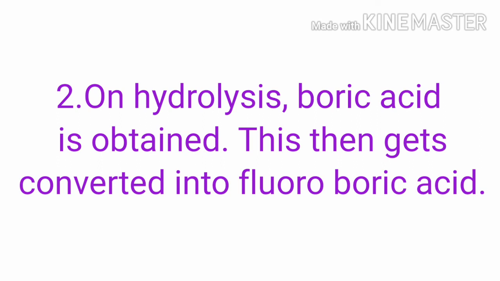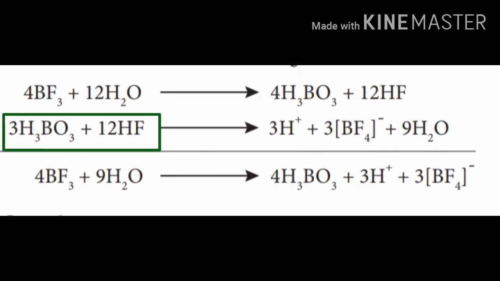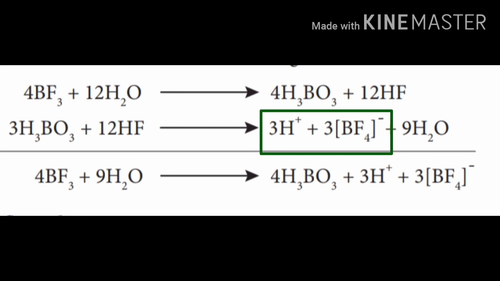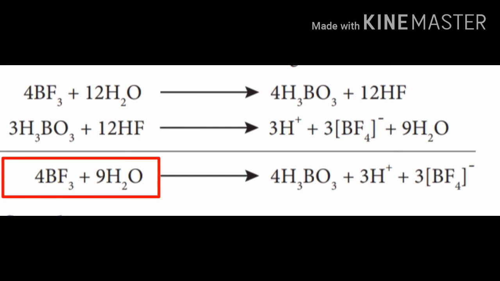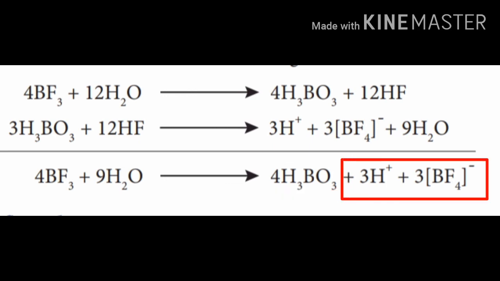Next one is hydrolysis. So during hydrolysis, boric acid is obtained. Then again it is converted to fluoroboric acid. See the reaction, boron trifluoride reacting with water, so it is called hydrolysis. So we will get boric acid H3BO3. Again this boric acid H3BO3 plus hydrogen fluoride, we will get fluoroboric acid. It is in the ionic form. So the net equation is boron trifluoride, hydrolysis, we will get boric acid, then fluoroboric acid. This fluoroboric acid, it is in the ionic form.